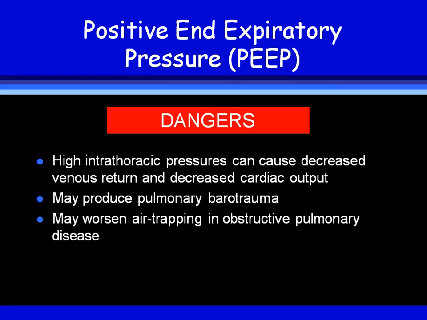But the problem is, with too much positive pressure in the lungs, we can clamp down on the venous circulation and decrease cardiac output. With too much positive pressure, we can also cause barotrauma, possibly pop a lung, and worsen air trapping in obstructive disease. We haven't really talked about how asthma works. I think we will later on in a couple of slides.